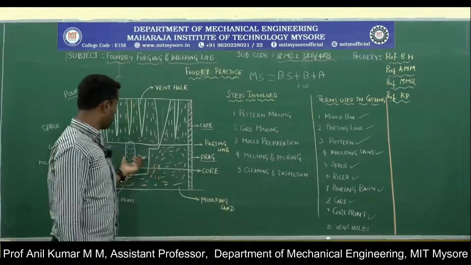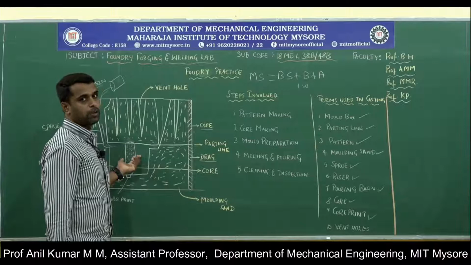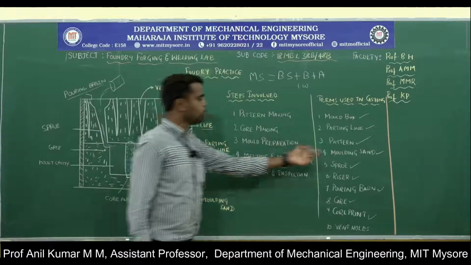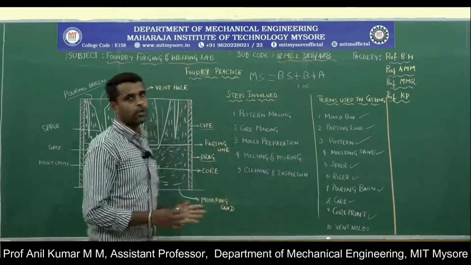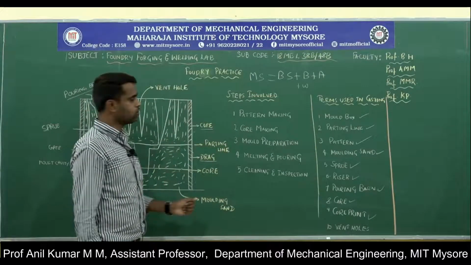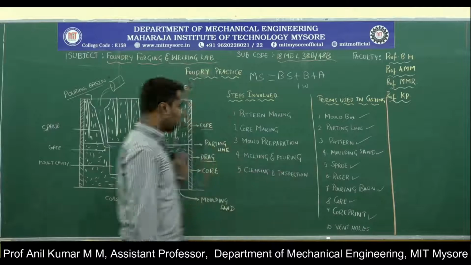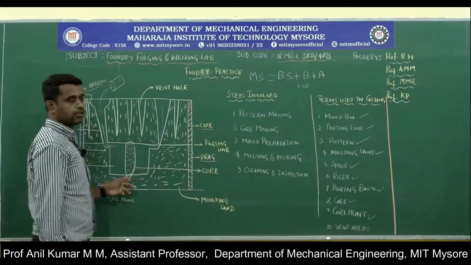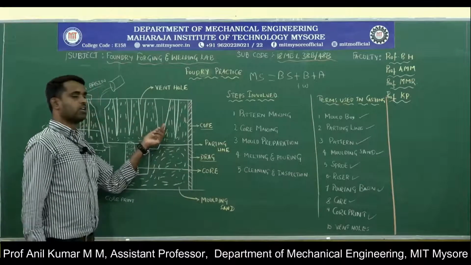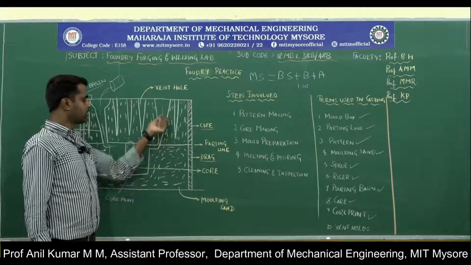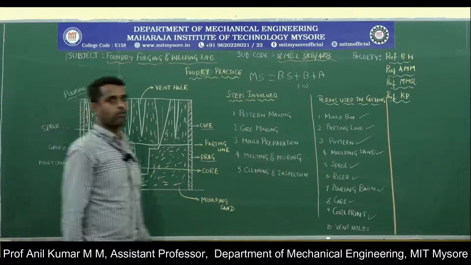Pattern is a replica of an object to be cast. It is used to prepare the mold cavity. Molding sand is a mixture of base sand, binders and additives. It is used to prepare the mold. Then the sprue is a vertical passage through which the molten metal enters the mold cavity. And the riser is a vertical passage. It stores the molten metal and supplies the same molten metal during solidification.